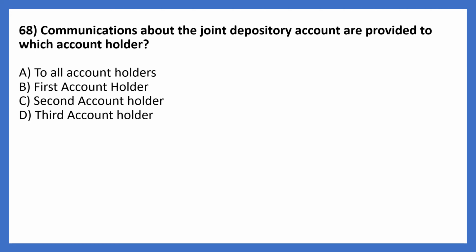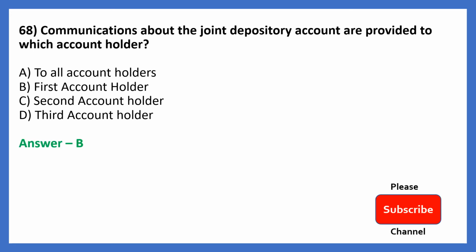Communications about the joint depository account are provided to which account holder? Option A, to all account holders. Option B, first account holder. Option C, second account holder. And option D, third account holder. The correct answer is option B, first account holder.